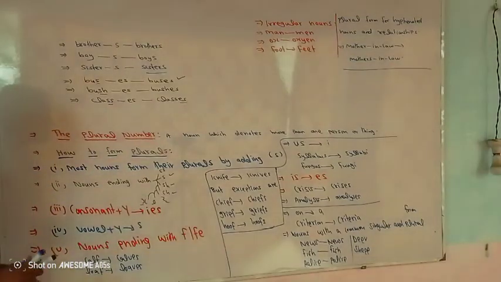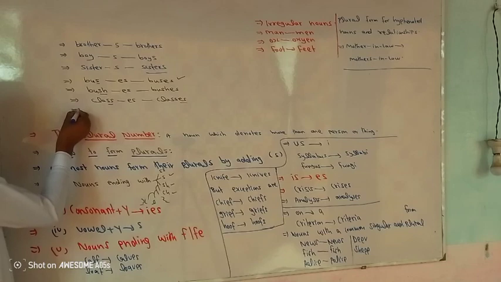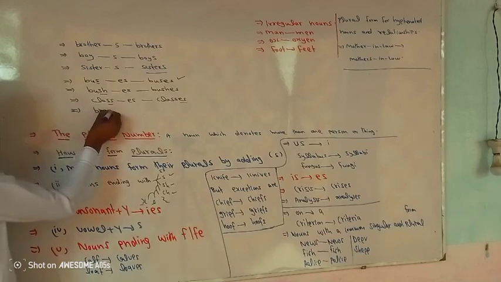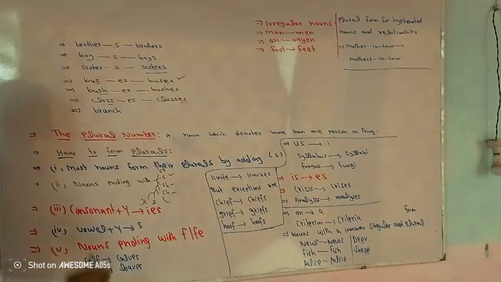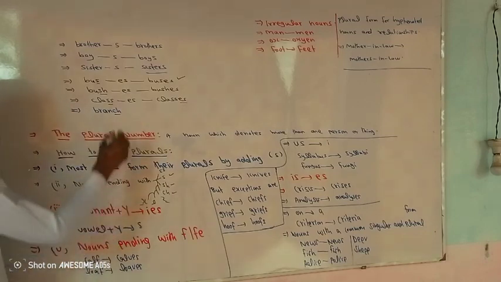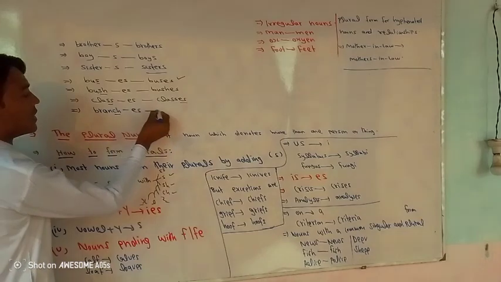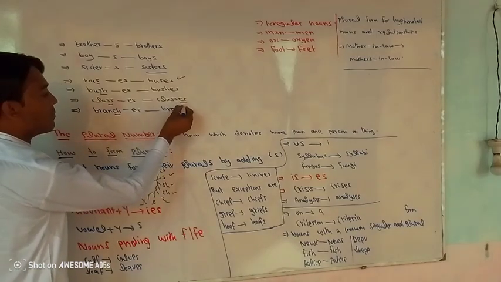Now we have another ending that is called ch. So how can we change ch? We say branch. So branch ends in what? It ends in ch. So we can simply convert this with the help of es. That is called branches.